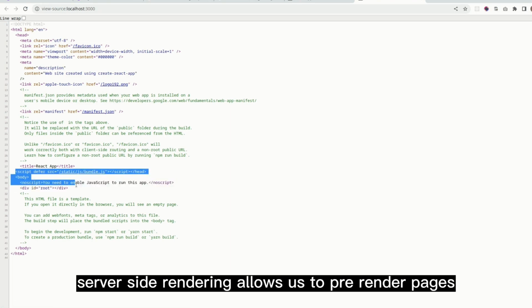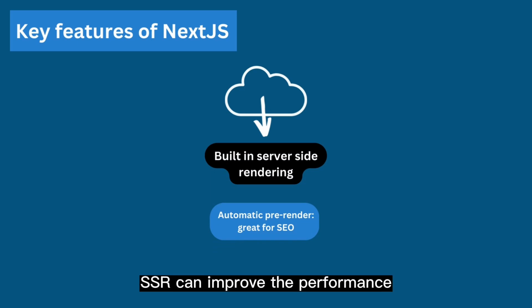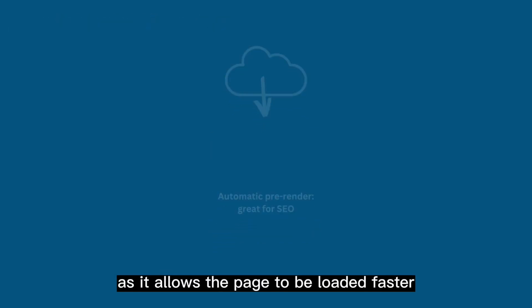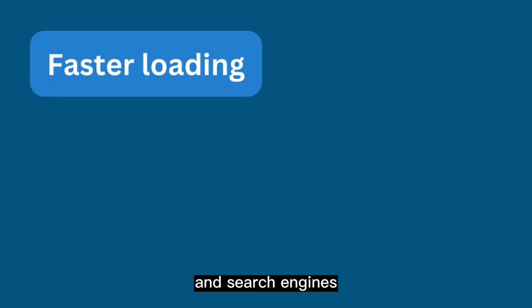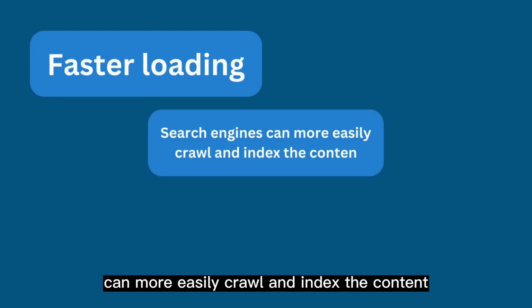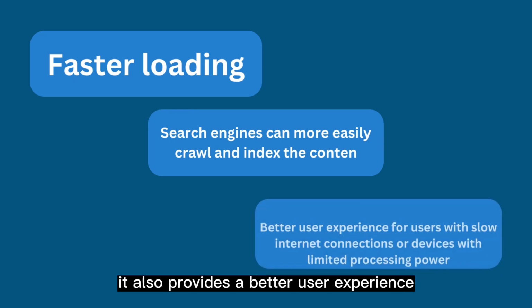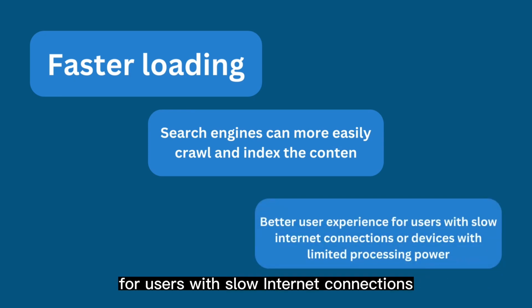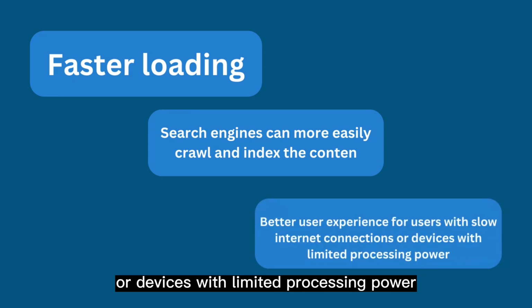Server-side rendering allows us to pre-render pages on a server. SSR can improve the performance and SEO of a React application, as it allows the page to be loaded faster, and search engines can more easily crawl and index the content. It also provides a better user experience for users with slow internet connections or devices with limited processing power.